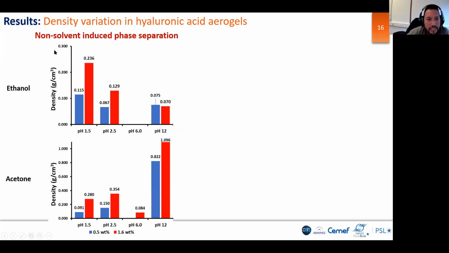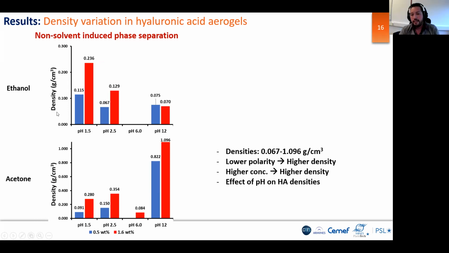In the slide you see, for the first methodology, non-solvent induced phase separation, the differences between concentration, blue and red, different pH, and different non-solvent, ethanol and acetone. In general, we can say that we have material with low density, but we can observe that when we are using acetone, a solvent with lower porosity, for some materials the density is higher. Also, with higher concentration, we are going to have higher density. This is obvious: more hyaluronic acid, more density.